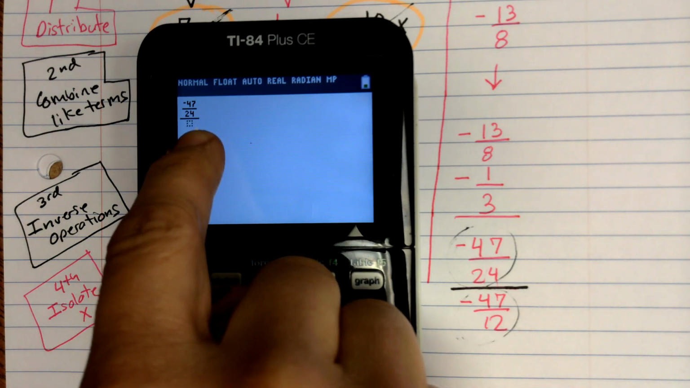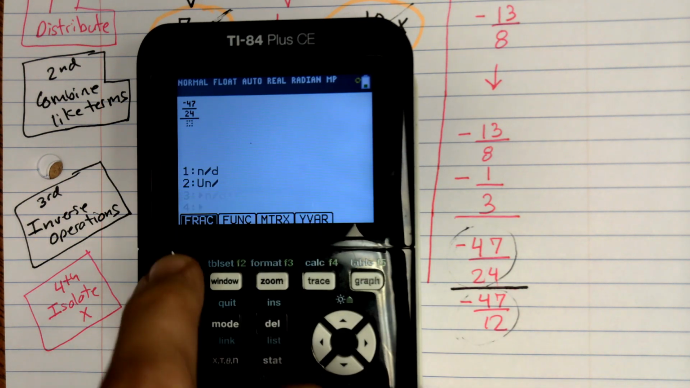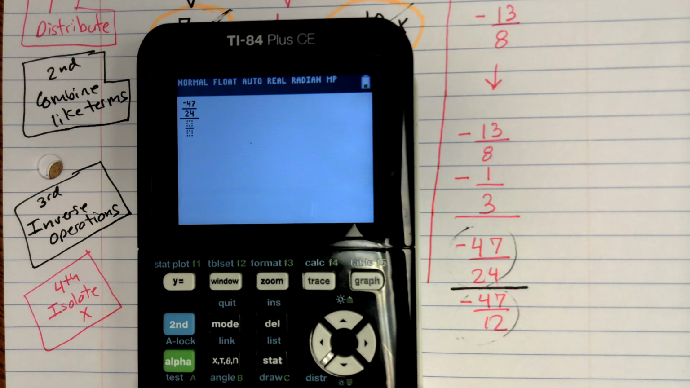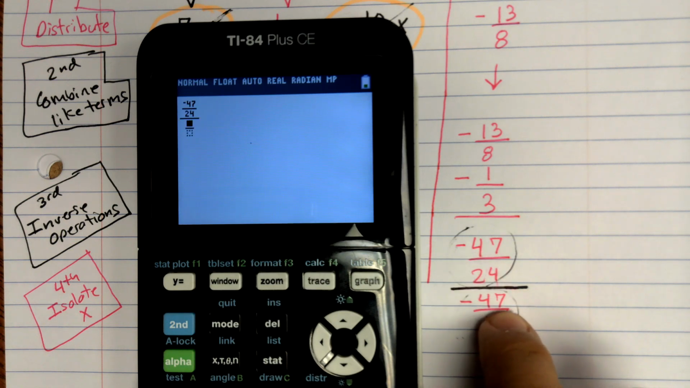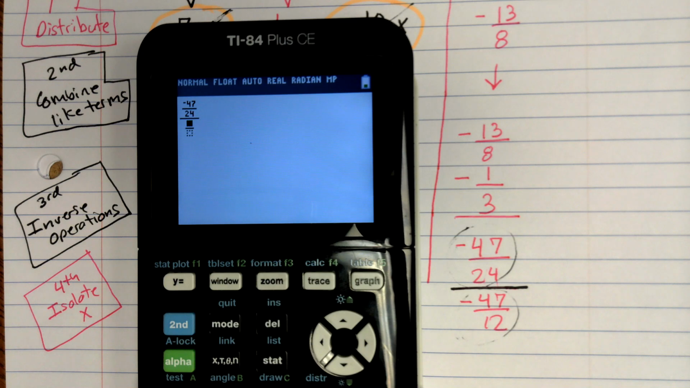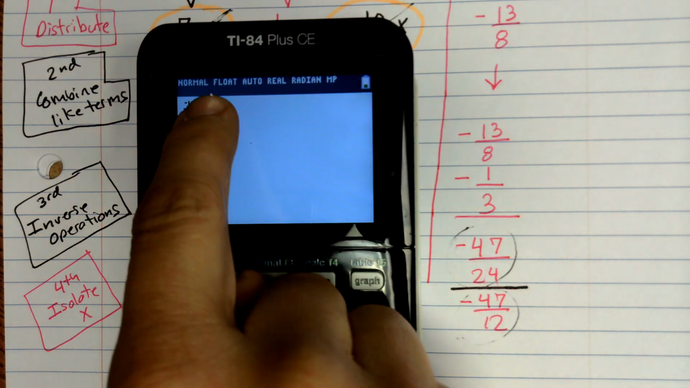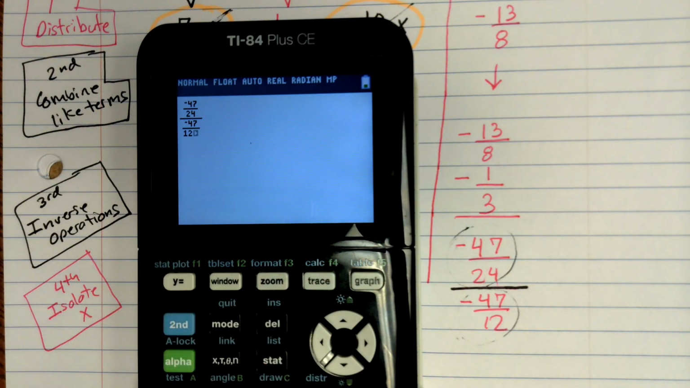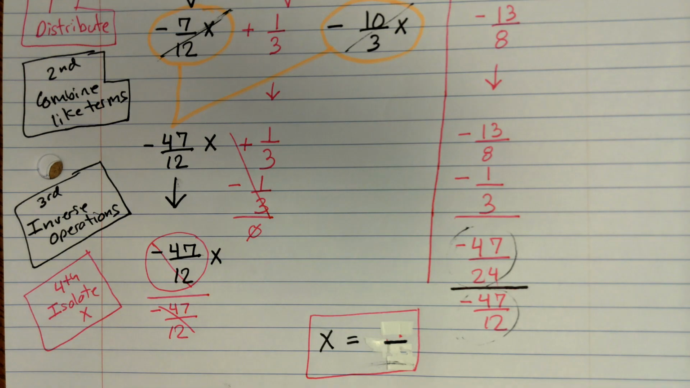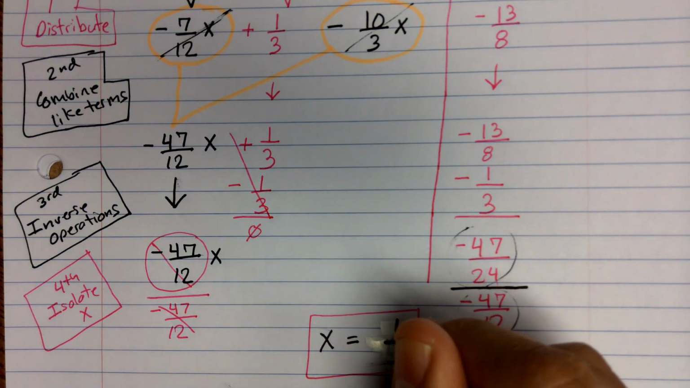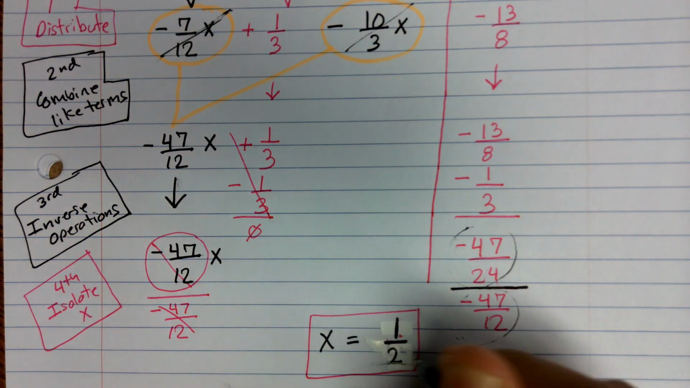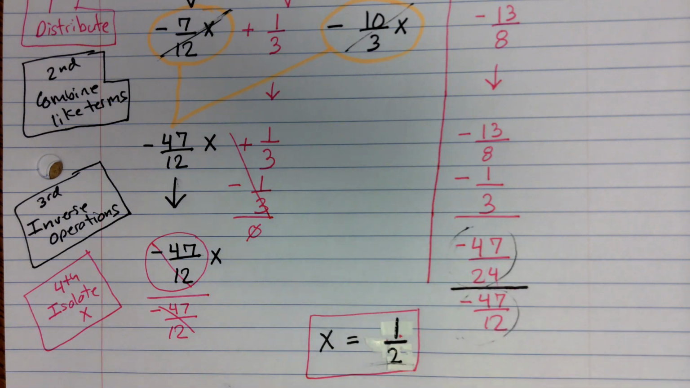Notice I click down to the very bottom box, and I'm going to hit alpha y equals again because we have a fraction in the denominator as well. And I'm going to do negative 47 over 12. So negative 47 over 12. So notice I have a fraction being divided by a fraction. So I'm going to hit enter, and it gives me positive 1/2. So I'm going to go over here, and I'm going to write 1/2. And that is my final answer. X is equal to 1 over 2.